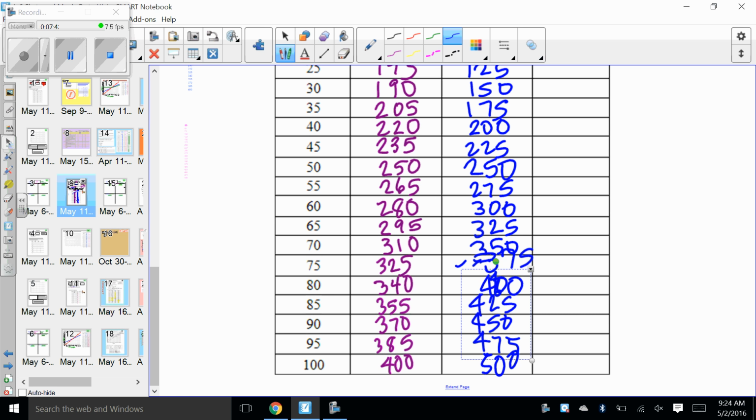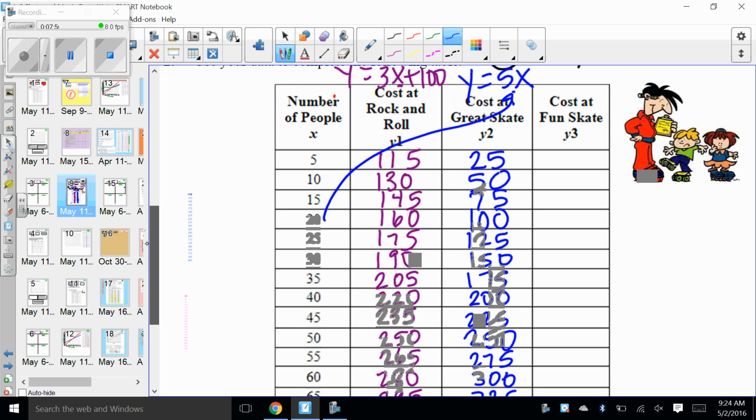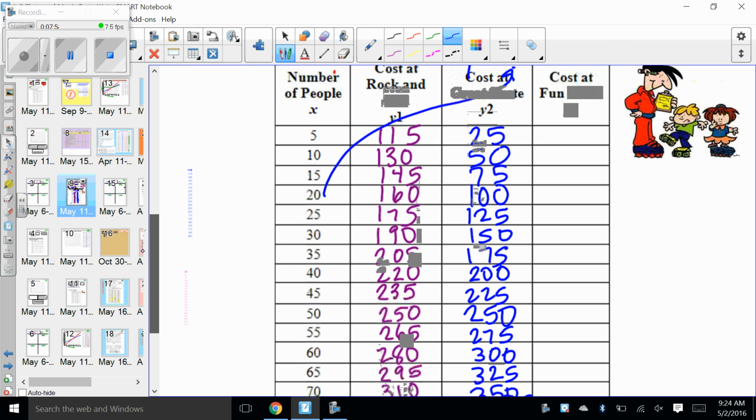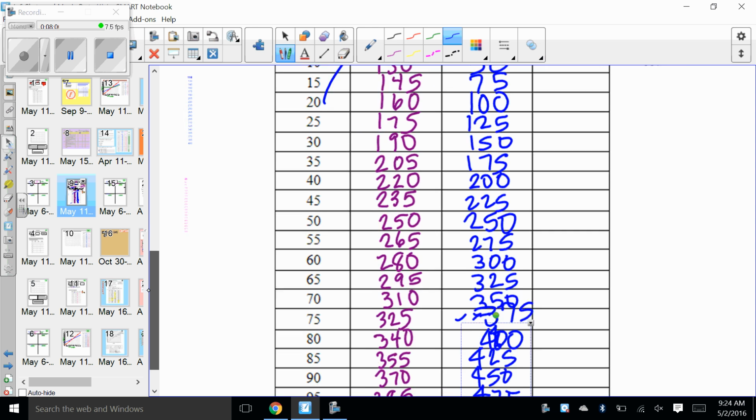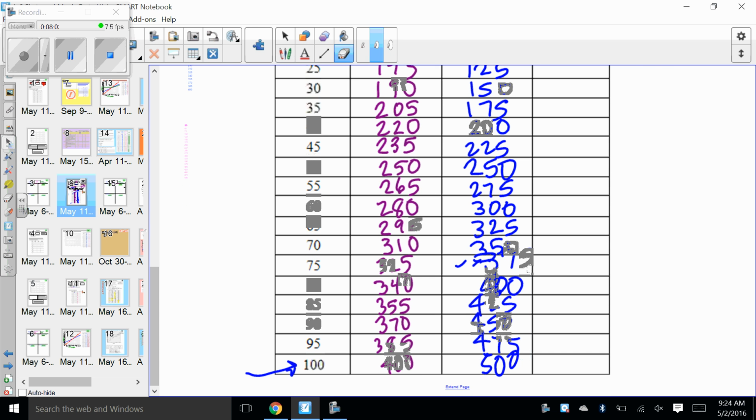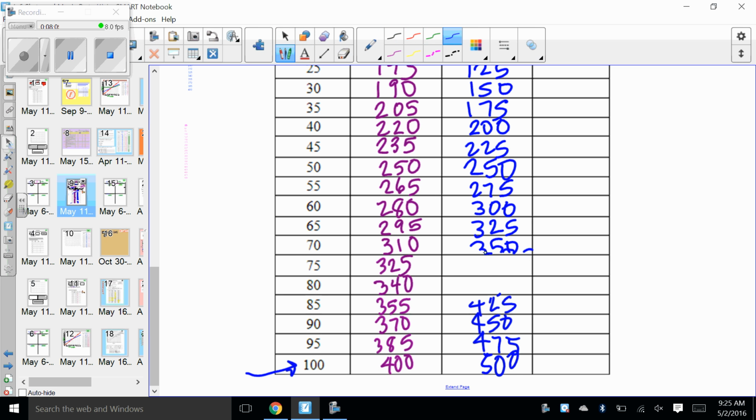So you can see the finishing amount is going to be $500. So if we were to bring 100 people to this place called Great Skate, it's going to cost us $500. So you can see that that's $100 more than the first place called Rock and Roll. So we're going to have to make some decisions about that, of where should we go? I'm going to erase these ones in the middle because they're a little bit sloppy. So you're just catching up there. Again, if you need to pause the video, very respectfully, politely ask the sub to pause the video.